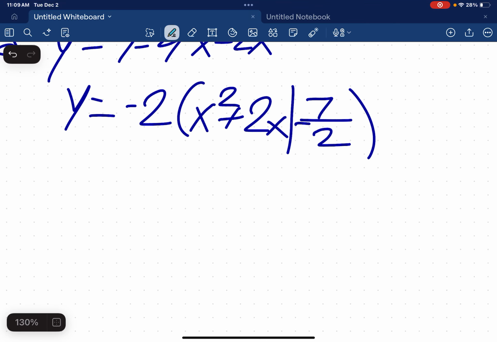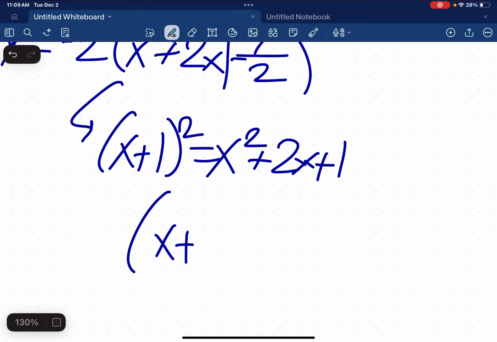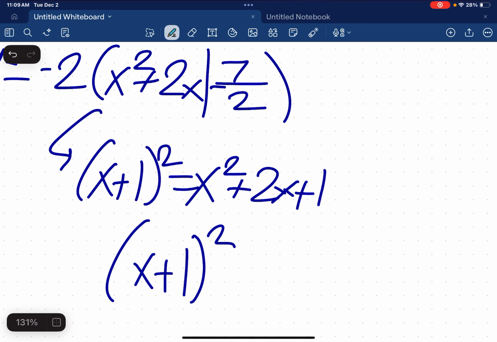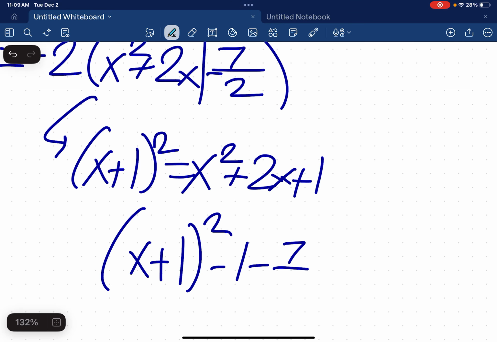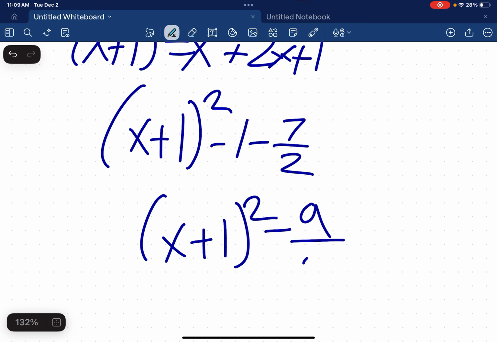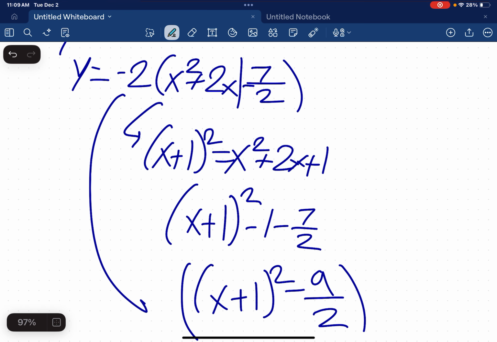We're going to separate this like that. And this equation stems from x plus 1 squared, which is equal to x squared plus 2x plus 1. To get the plus 1 out of there and then get a negative 7 divided by 2, we're going to do minus 1 minus 7 divided by 2. And that simplifies to negative 9 over 2. And don't forget, this is all in brackets with the 2 coming back here.